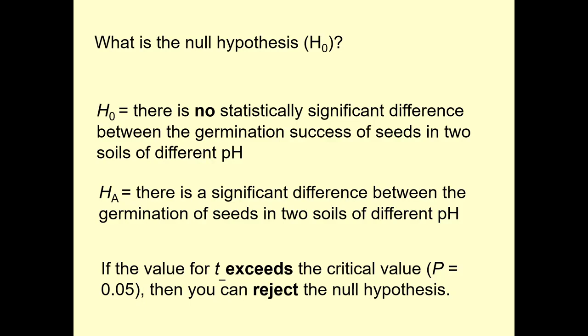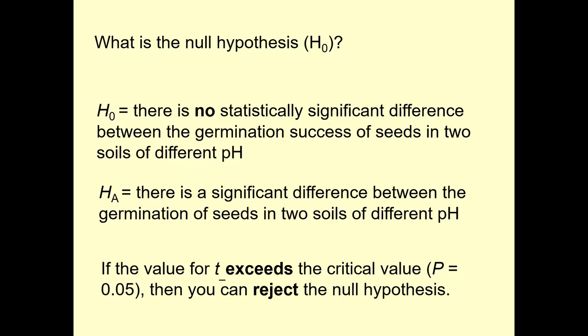HA is the opposite of the null hypothesis, right? So there is a significant difference between the germination of seeds in the two soils at different pH. Bit of a tongue twister, isn't it? Basically it means, does pH affect germination of seeds, which is what we're going to calculate.